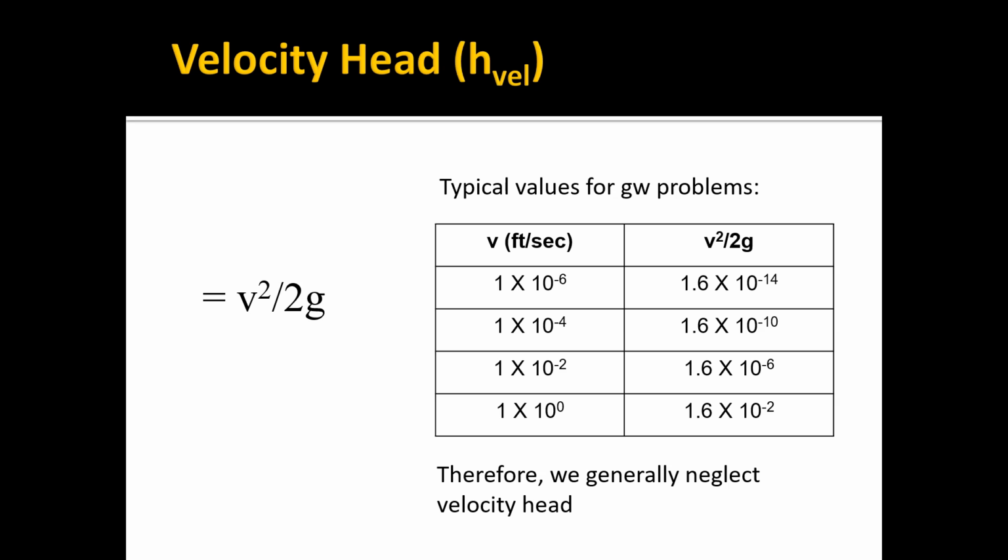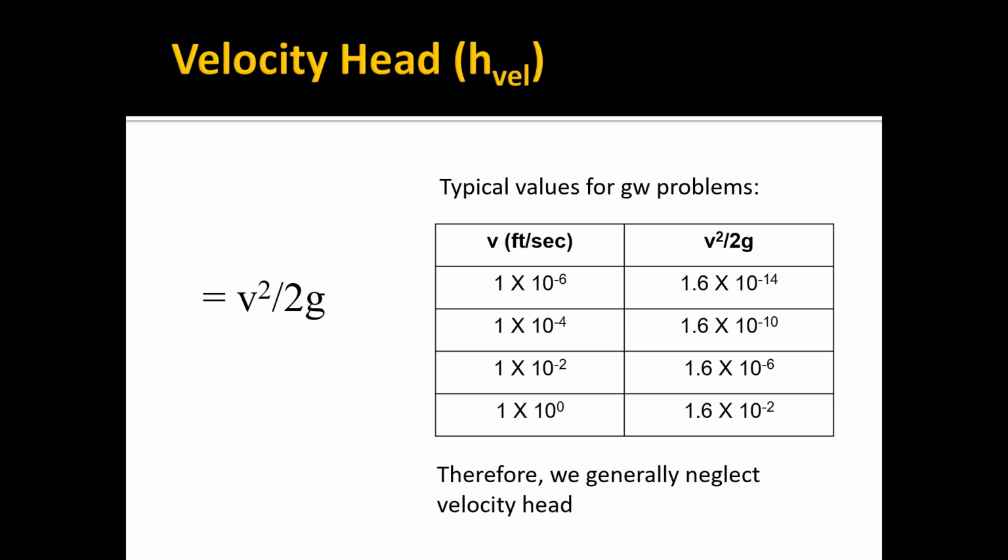Now, if you've taken fluid mechanics and you've analyzed the flow of water through a pipe network, for example, you're familiar with velocity head, and it has a very strong impact in those particular cases. But in groundwater problems, we typically are looking at very low velocities. So in this table, I've put together some different velocities in feet per second that might be in the range you'd see in groundwater. Well, groundwater moves very slowly.